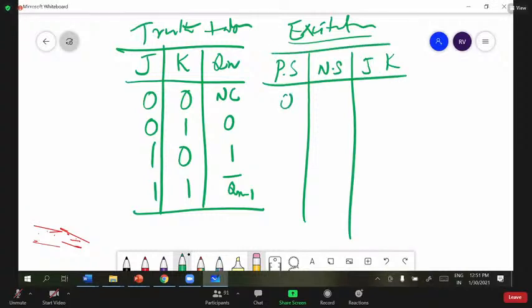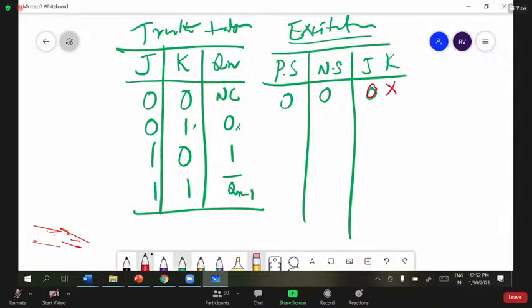Suppose the present state is 0 and the next state is also 0. Tell me what are the JK inputs. J is 0, K is don't care. J is equal to 0, that's the first condition. Even if K is equal to 1 with J equal to 0, you get the same result, no? That's why K is don't care. You can put K as don't care here.